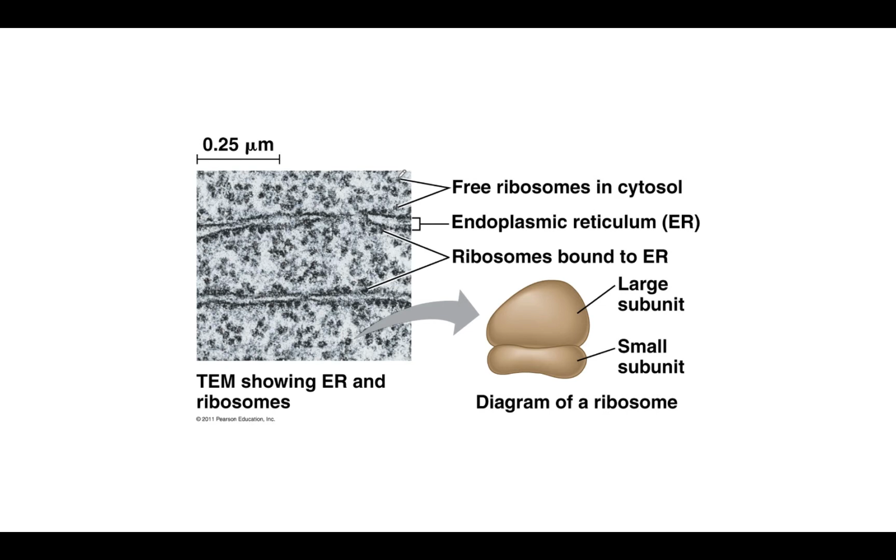In the cytosol, this ribosome is freely flowing in the cytoplasm. This dot, the ribosome, is not attached to the membrane. Therefore, we call this a free ribosome in the cytosol. And this ribosome is attached to the membrane, so we call this rough endoplasmic reticulum.